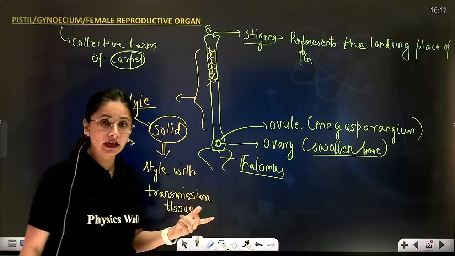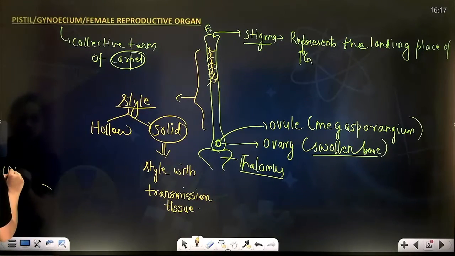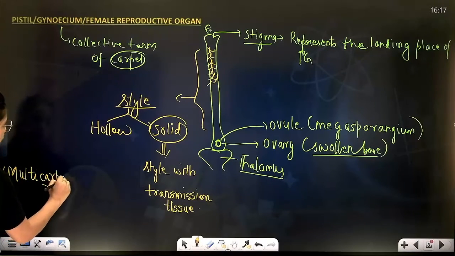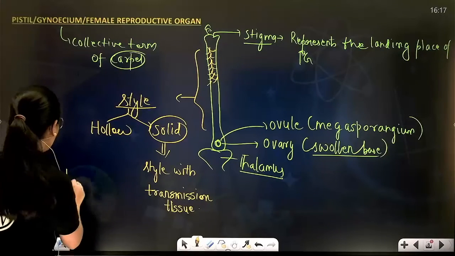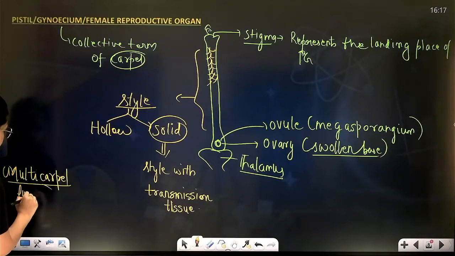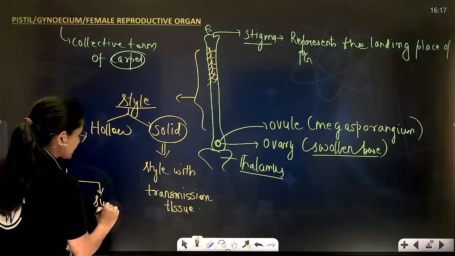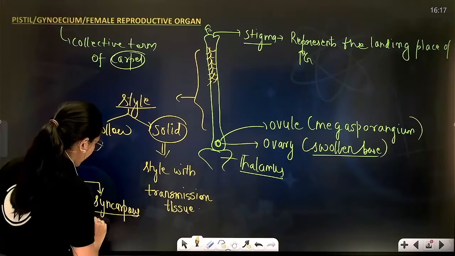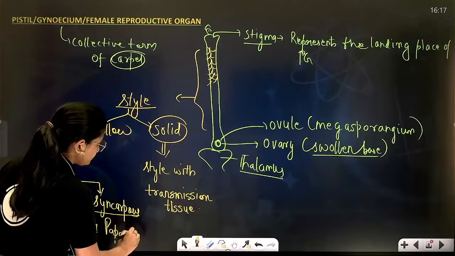Suppose in a flower, more than 1 carpel is there, that means multicarpellary condition. Suppose more than 1 carpel is there, multicarpellary, and they are fused. All are fused to appear as one. Then this condition is known as syncarpous, as you see in case of Papaver somniferum.